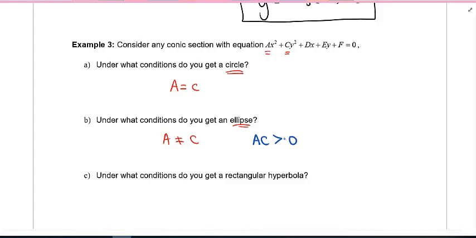And under what conditions do you get a rectangular hyperbola? Well, a rectangular hyperbola is a square one, so that's really when A equals C. But in this case for a hyperbola, it's no longer a plus sign that separates these two terms, it's a minus sign. So when I multiply them together, you get AC must be less than 0.